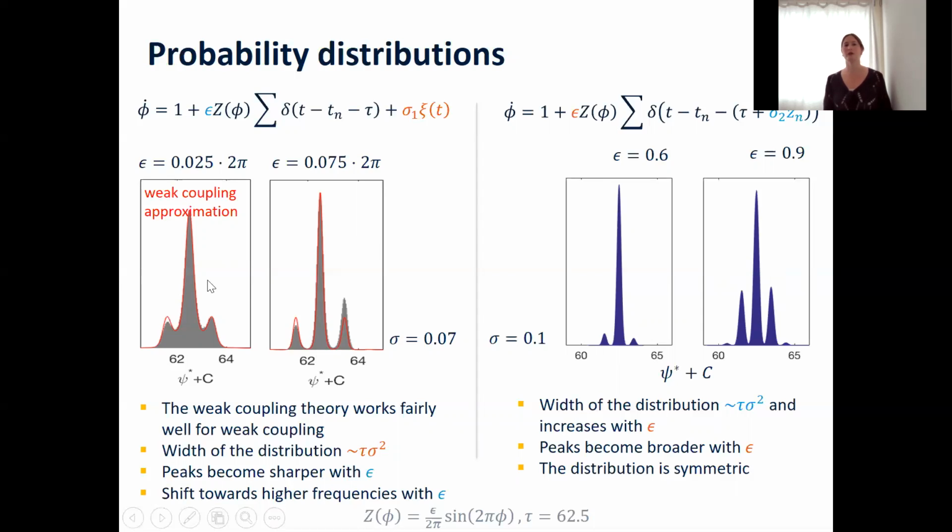But the distribution itself has the same width. We find the same three solutions. And another thing we see here is a slight asymmetry as the coupling increases. Then here, if we look at the stochastic delays, what we see is that when we increase the coupling strength, we see more solutions, a wider distribution. But in both cases, the distribution is more or less symmetric.